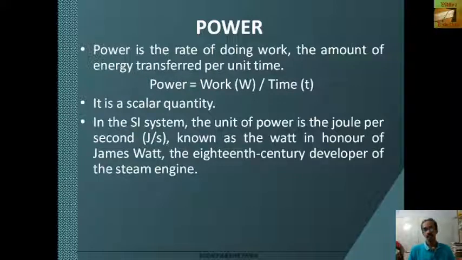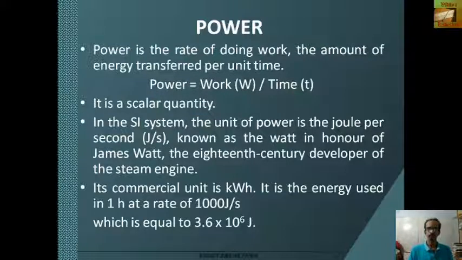In the SI system, the unit of power is joule per second, which is called watt, in honor of James Watt, the 18th century developer of the steam engine. Its commercial unit is kilowatt hour, which is the energy used in 1 hour at a rate of 1000 joules per second, which is equal to 3.6 into 10 raised to 6 joules.